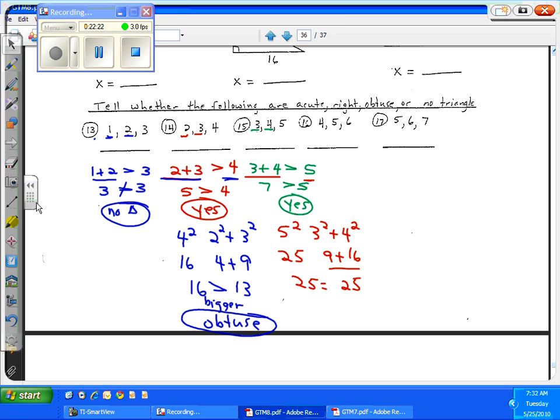If they come out equal, it's a right triangle because it satisfies the Pythagorean theorem, C squared equals A squared plus B squared. If it comes out bigger, then we stretched out that right angle and made it bigger, which created an obtuse triangle.